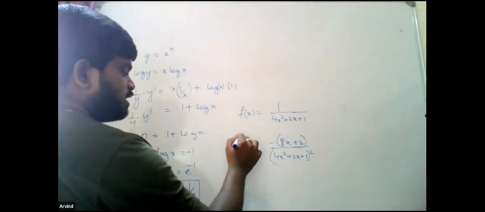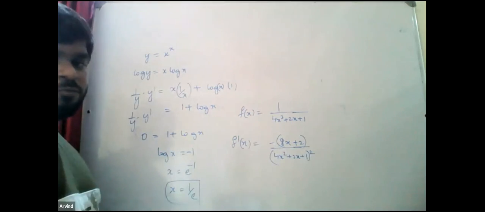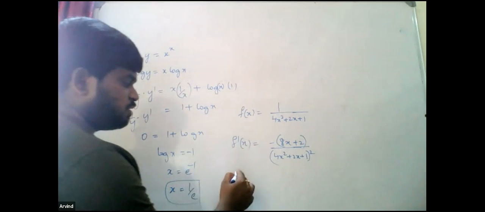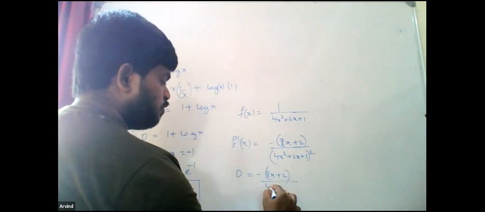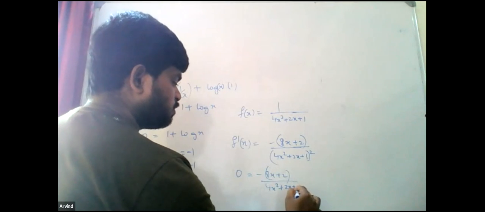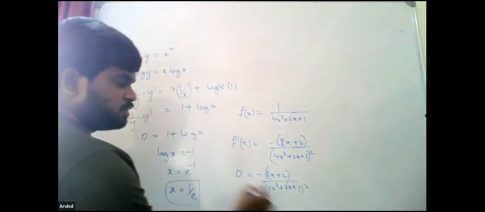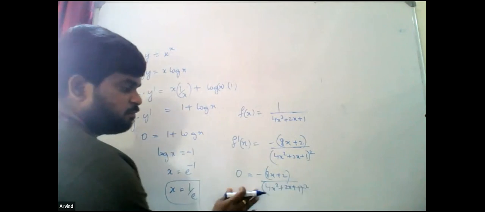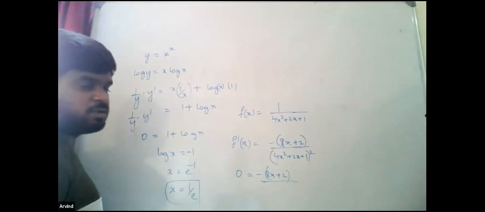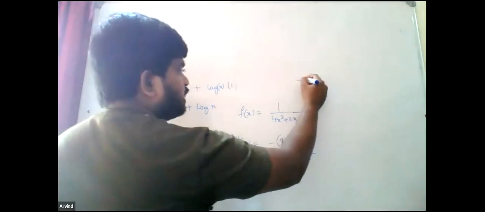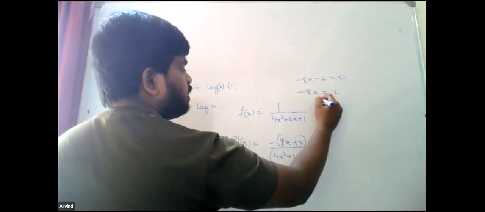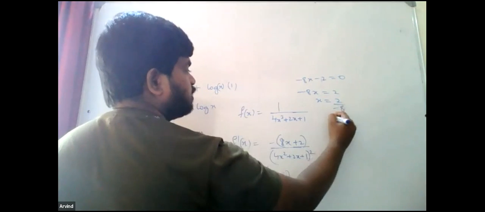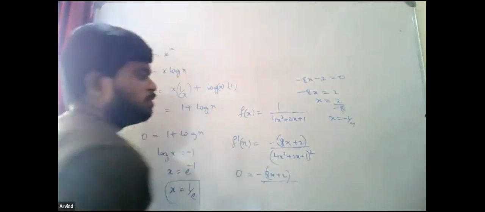So this is your f dash of x. To find the critical points, f dash of x is 0. So 0 equals minus 8x plus 2, over 4x square plus 2x plus 1 the whole square. Cross multiply, this entire thing will go. 0 into anything is 0. So minus 8x minus 2 equal to 0. Minus 8x equal to 2. Therefore x is equal to 2 by minus 8. Therefore x is minus 1 by 4. That is the critical point.